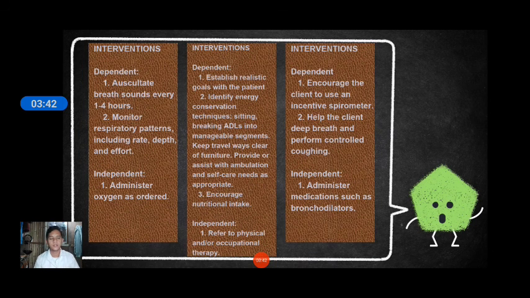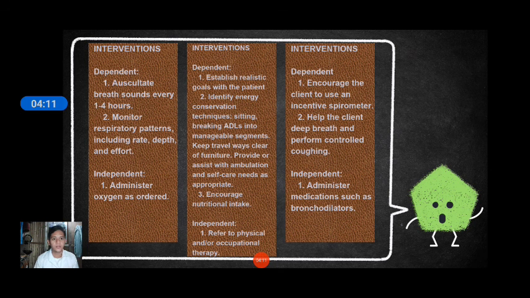So for the intervention for the dyspnea, the first is auscultate breath sounds every 1 to 4 hours. Monitor respiratory patterns including rate, depth, and effort. And for the independent, administer oxygen as ordered.